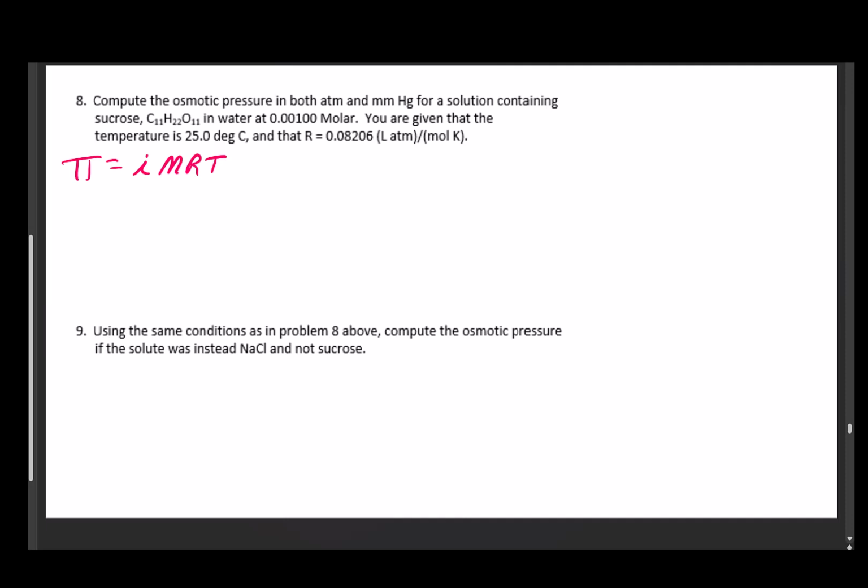Sucrose is a sugar. It's carbon-based, so it does not ionize. So i is equal to 1. M is molarity, which you're given. R is the gas constant. You're given it, 0.08206 liter atmosphere per mole Kelvin. And you're given a temperature of 25 degrees Celsius.